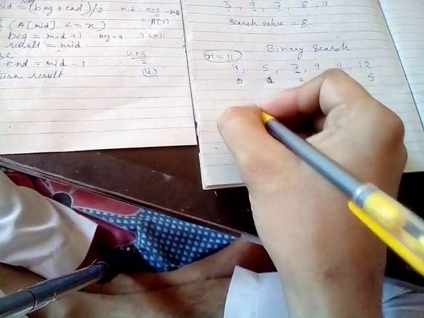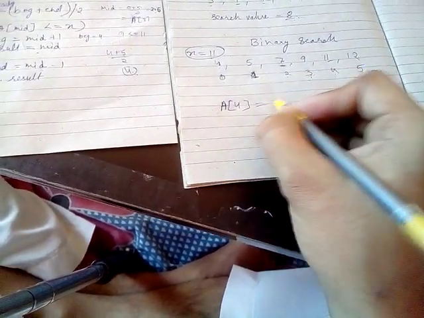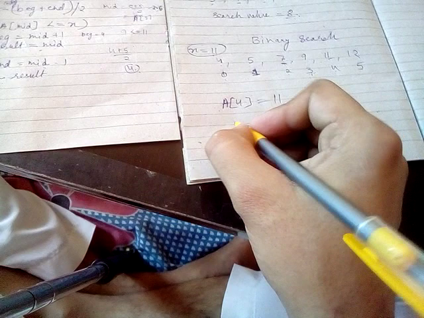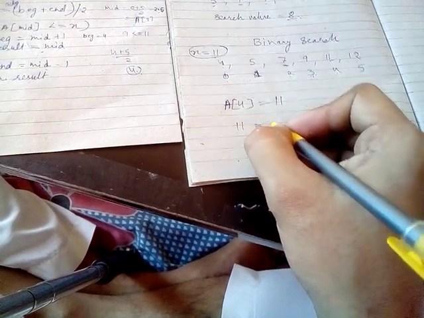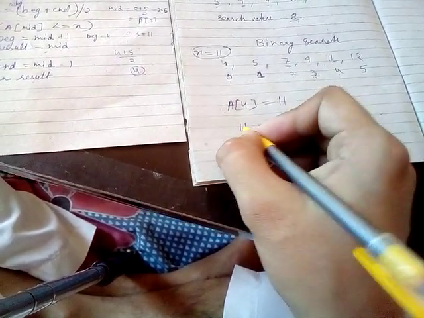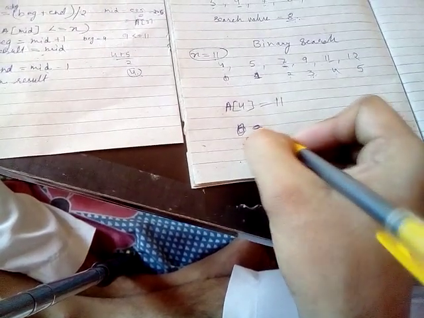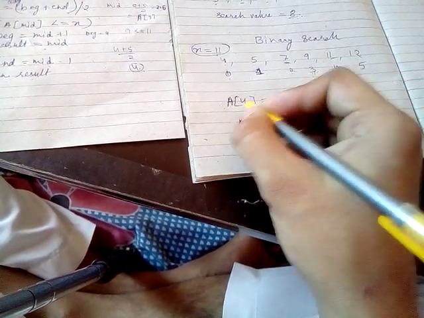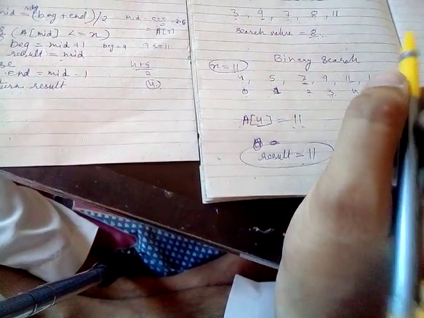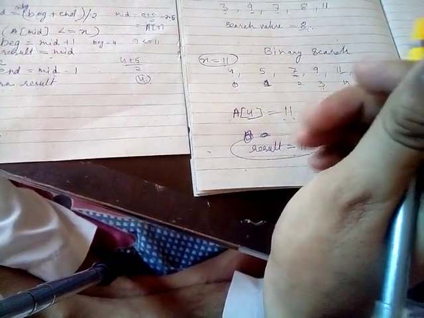So our A[4] is equal to 11. So 11 will be assigned to result is equal to mid, that is A[4], 11. So our result is 11, so the element is found. So binary search will work in this manner.